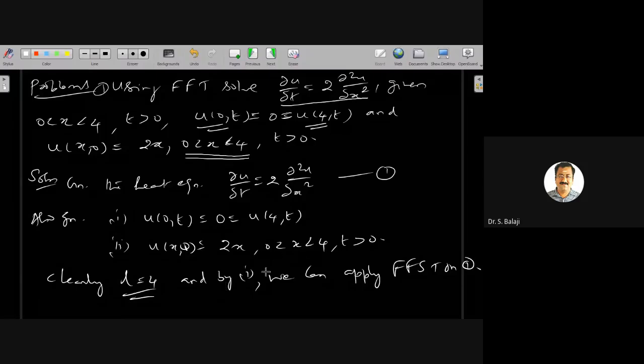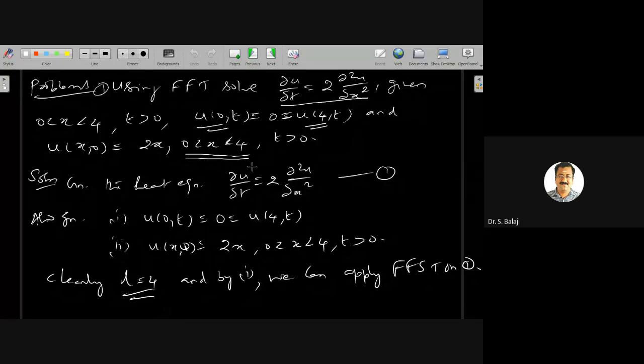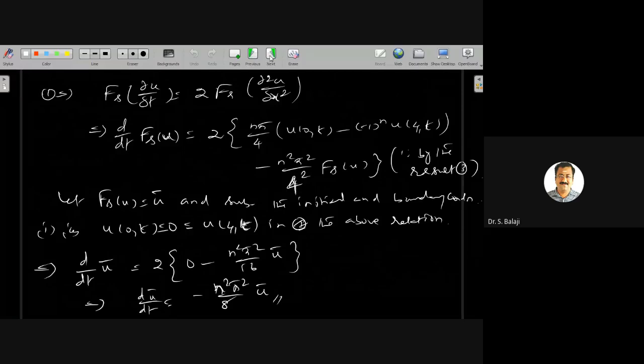Because 0 < x < 4, clearly L = 4. And because of the boundary conditions, at both endpoints the Dirichlet temperature is given, so you have to apply the finite Fourier sine transform on equation number 1, which is ∂u/∂t = 2 ∂²u/∂x².